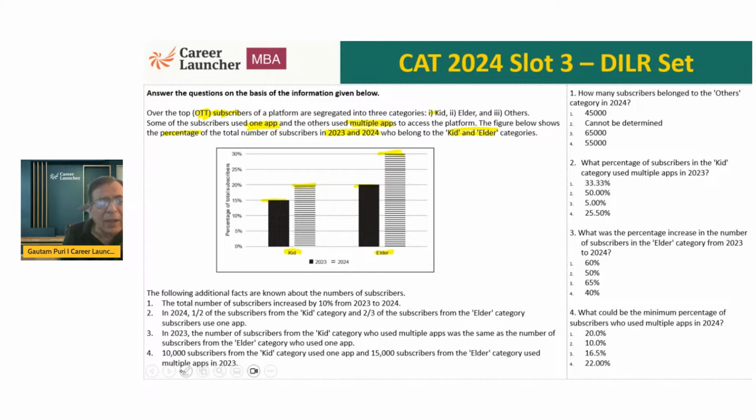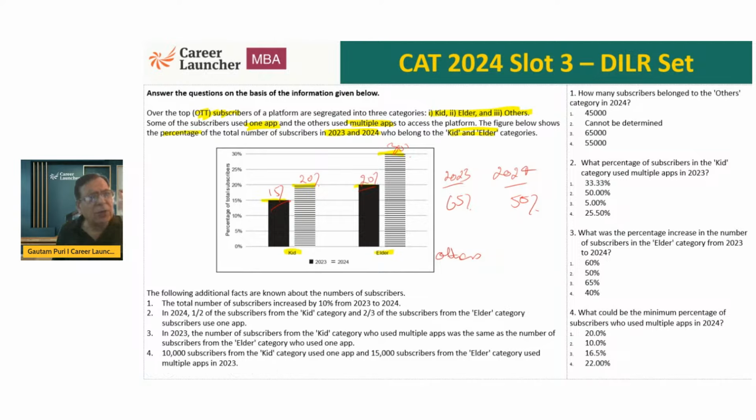Now, but there are three categories, na? There's a category of others also. So if kids are 15% in 23 and elders are 20% in 23, then in 2023, what will be others? 100% minus 15 minus 20, 65%. And by the same logic, you could even say for 2024, kids were 20%, elders are 30%, so others will be 50%. Because the summation of kids plus elders plus others obviously has to be 100%. ना तो ये तो है बहुत अच्छा सेट है.